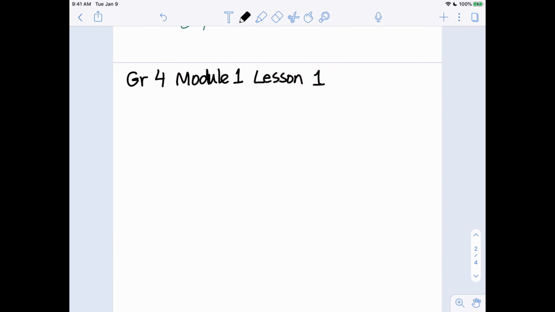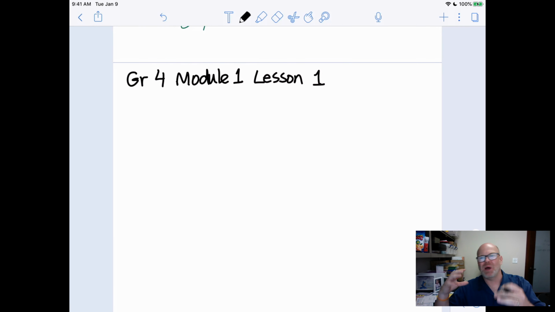All right, this is grade 4, module 1, lesson 1. Let's get the year started off right. And basically what we're going to do is start understanding how place value works. Like, if you have a 2 in one column versus a 2 in another column, how do they relate?